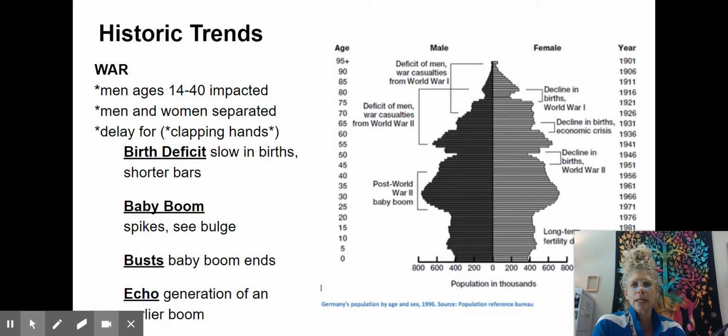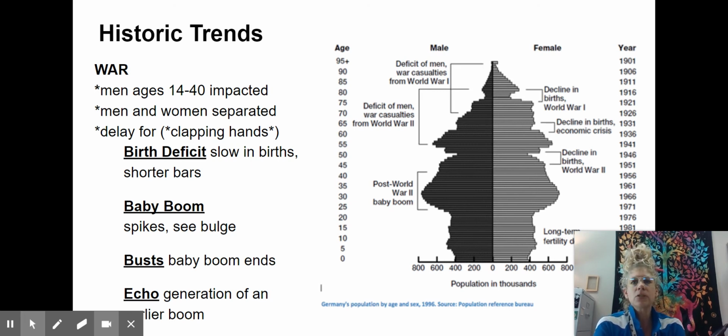Okay, historic trends. This is quite fascinating. What happens when you have a major war like one of the world wars? How does that impact a population pyramid? So this is a population pyramid of Germany, and you can see what happened during World War II and World War I in this population pyramid. You can see the impacts on this population pyramid even today.